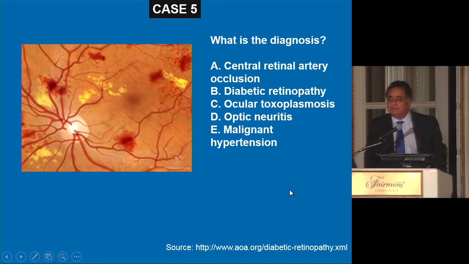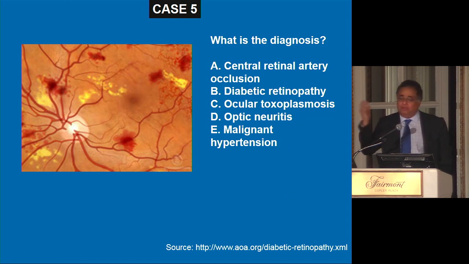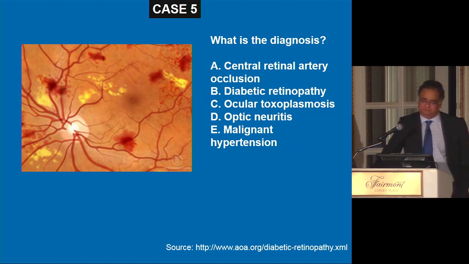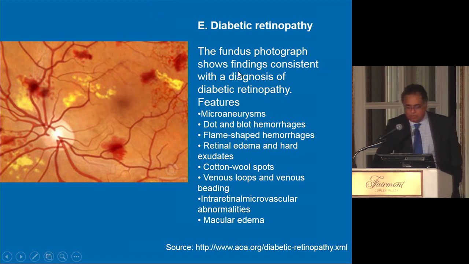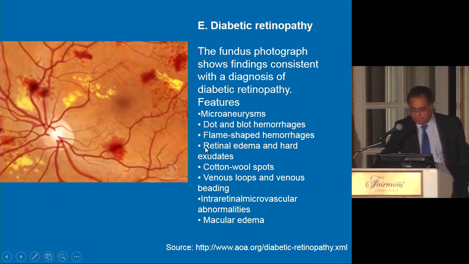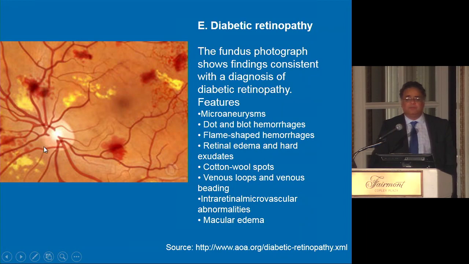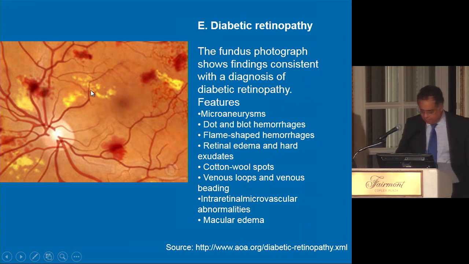So the 52% of the people who did not get this right should get up, go to the bathroom, wash your face, and come back. So this fundus shows findings consistent with diabetic retinopathy. And there you see microaneurysms, dot and blot hemorrhages, flame-shaped hemorrhages, hard exudates with retinal edema, cotton wool spots, the whole 9 yards, right? This is a typical feature of somebody with advanced diabetic retinopathy.